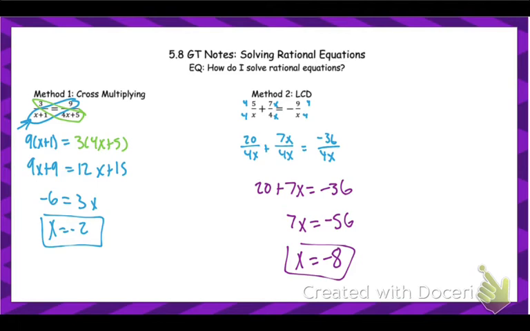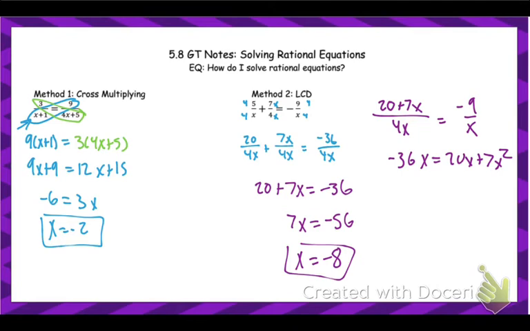Now you can use a combination of these two methods if you want. You could just combine these two together, for example. Let's say I did that, and I got 20 plus 7x over 4x is equal to negative 9 over x. Then if you wanted to, at this point, you could cross multiply, and you'd get negative 36x equals 20x plus 7x squared. It gets a little messier at this point, because then you would have to factor and things like that, but you're still going to get the same answer just by doing a different method.